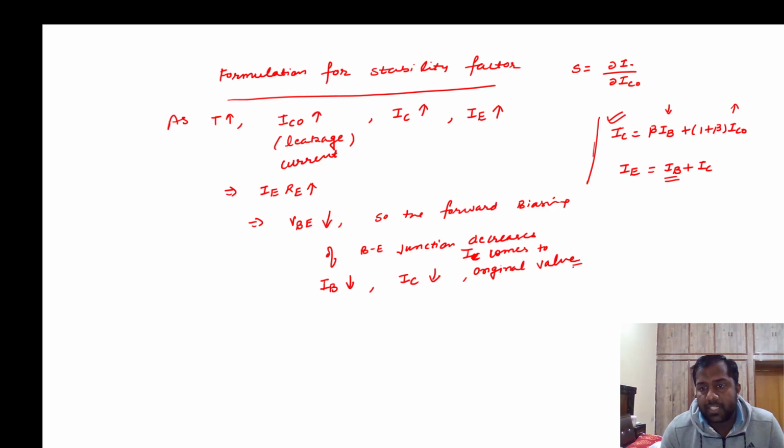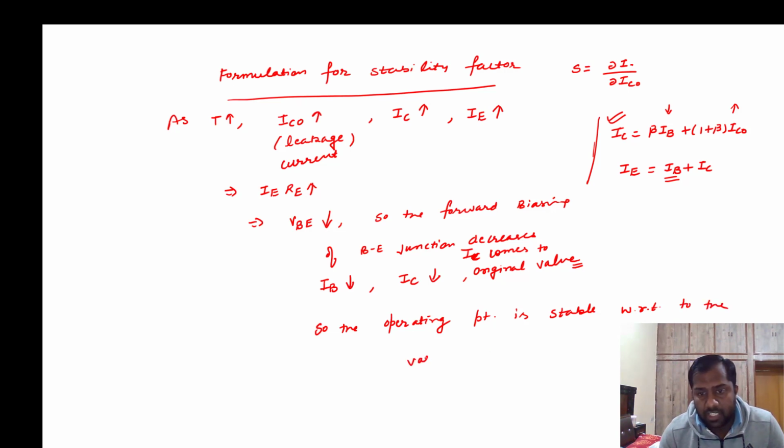तो इस तरह से जो हमारी IC की वैल्यू है that is stable with respect to the change in the temperature. So हमारा जो स्टेबिलिटी फैक्टर है यहाँ पे काफी हमें अच्छा दिख रहा है, हमारा ऑपरेटिंग पॉइंट है जो स्टेबल है. So the operating point is stable with respect to the variation in the temperature.